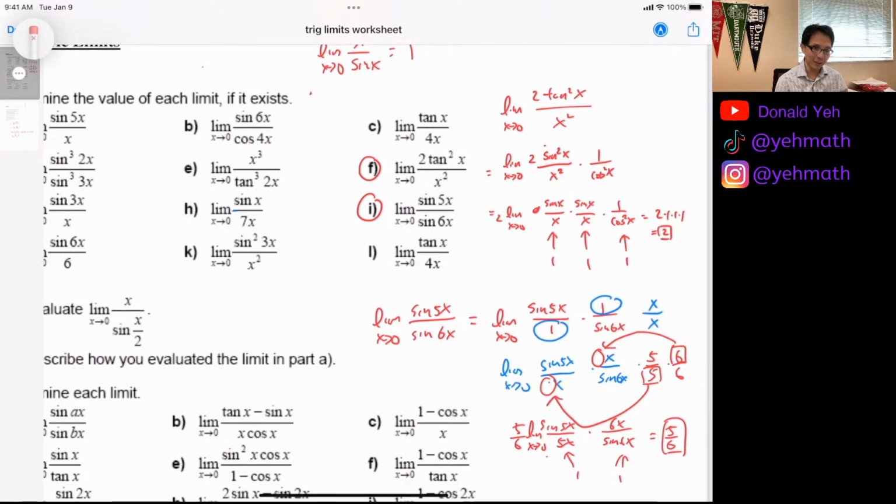But you did math here. I didn't break any rules. I multiplied by x over x. I multiplied by 5 over 5 and 6 over 6. Can I just move the 5 inside? Can I move the 6 inside? Yeah, I can. And I'm just left with the 5 over 6. The answer is 5 over 6. All right, I'll see you guys next time.